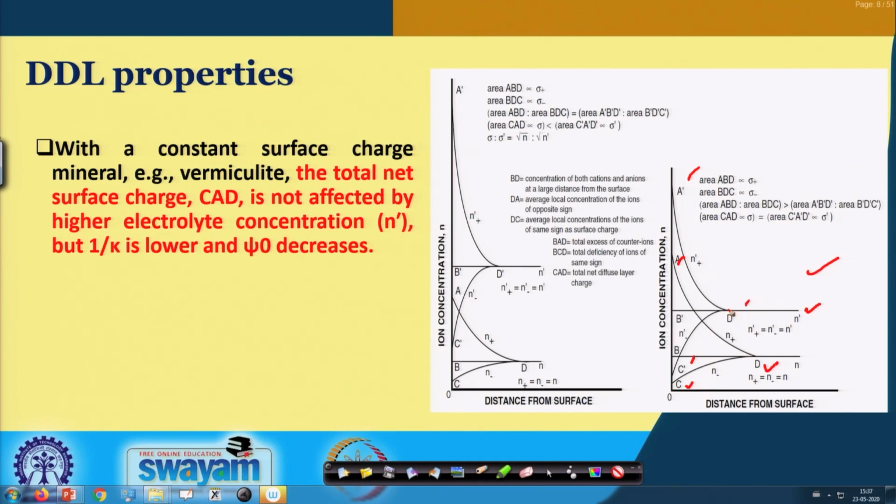However, you can see there is a slight decrease in the distance from the surface, and as a result of that, the slope of decrease of potential along with the distance from the surface is higher in case of the second condition than that of the first condition. So, this is the scenario which you can see in case of constant surface charge like vermiculite, where most of the surface charge is due to the permanent charge or isomorphous substitution.